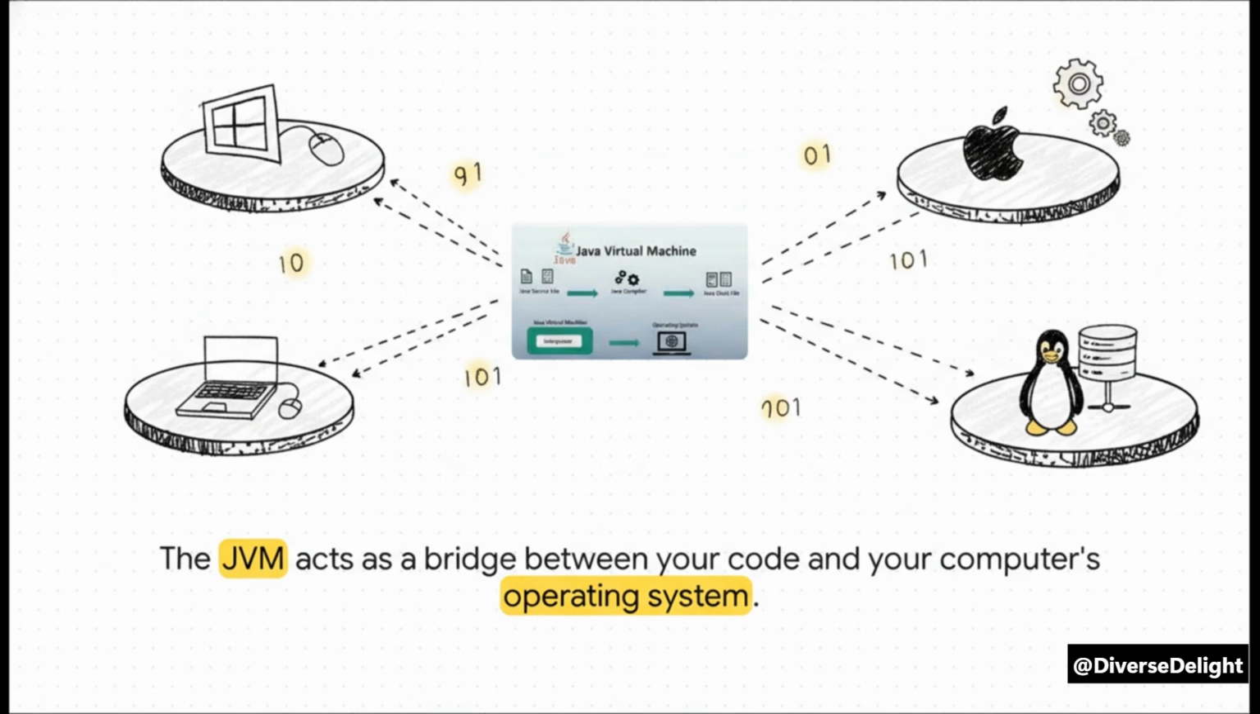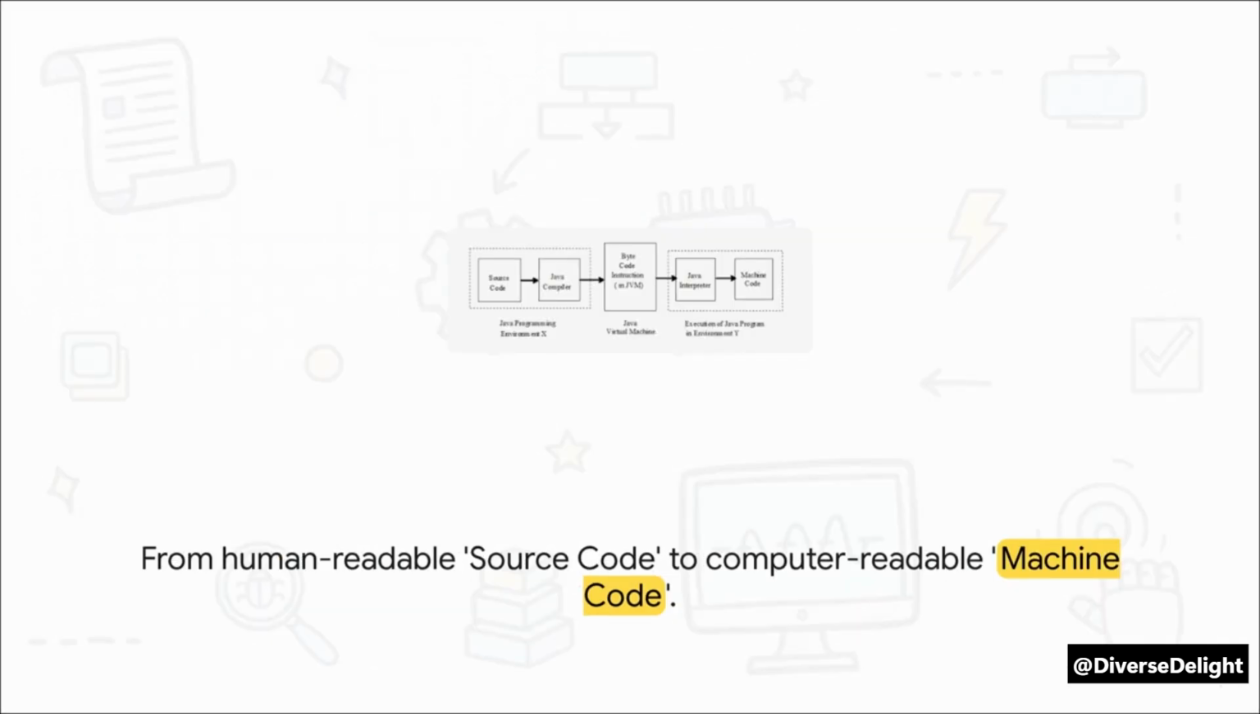This means you can write your Java program once, and it can run on a Windows machine, a Mac, a Linux server, pretty much anywhere without changing a single line. The JVM is that essential bridge that makes it all possible, translating our code for whatever computer or operating system is listening on the other side. So let's trace that journey.